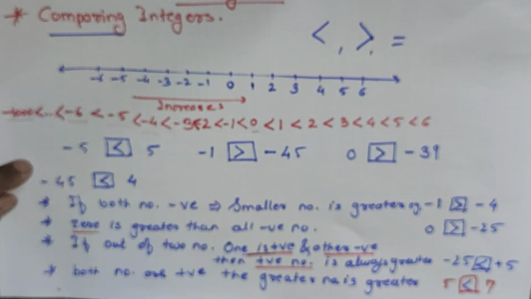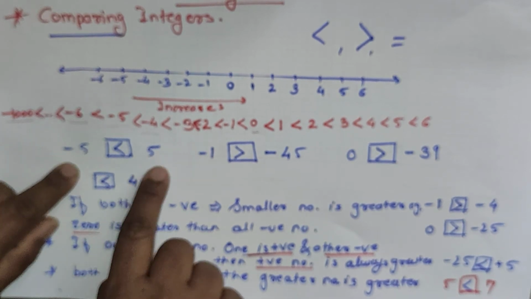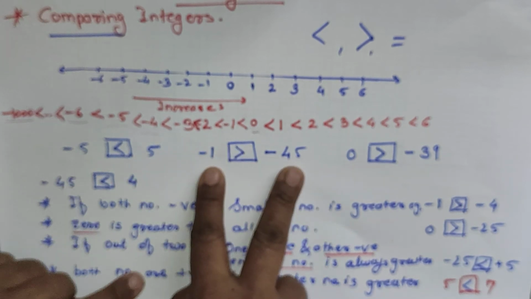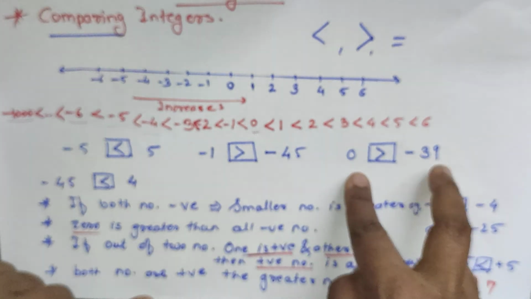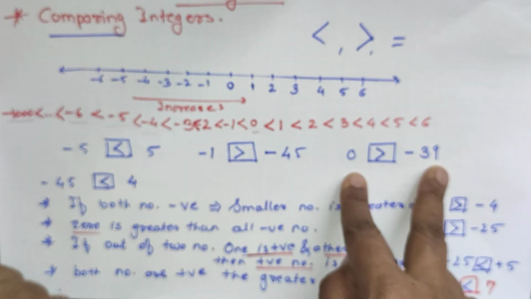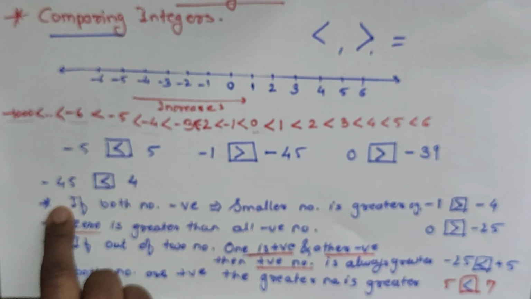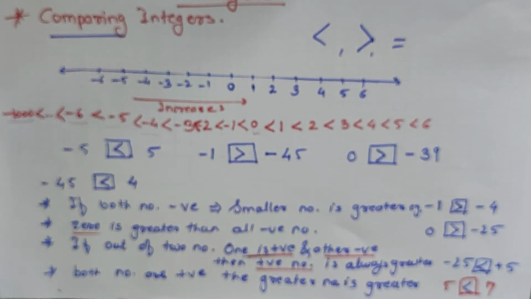And in comparison, what we saw is that if one number is positive and another is negative, the positive number is always greater. If both numbers are negative, the smaller the number, the greater it is. Next, if 0 and a negative number are there, then 0 is always greater than the negative number. And last, if negative and positive numbers are there, the positive number is always greater than the negative one. We found these rules to understand and solve the examples.